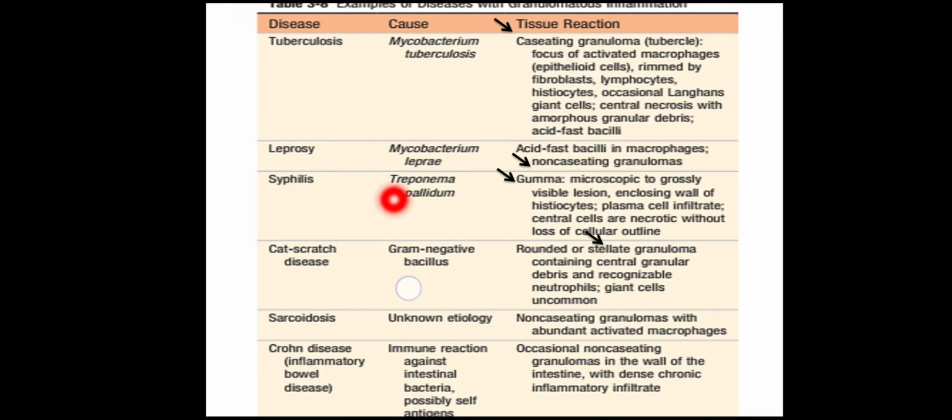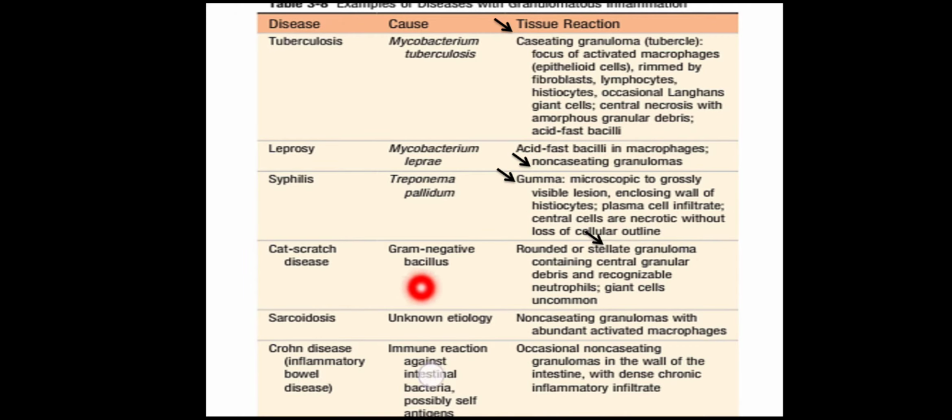Next, syphilis caused by Treponema pallidum. So the granuloma in this case is known as gumma, and the important feature is presence of plasma cells. So plasma cells is very much characteristic for syphilis, and the central cells, they show necrosis, but there is no loss of cellular outline as is seen in caseous necrosis.